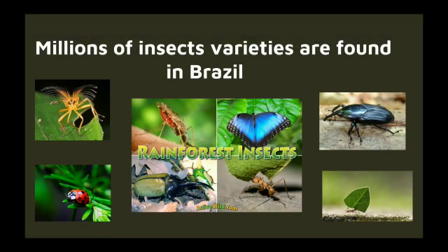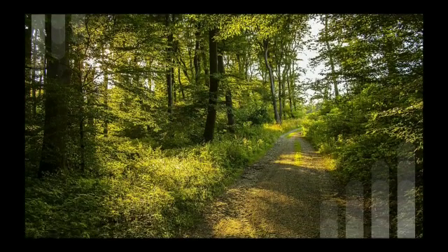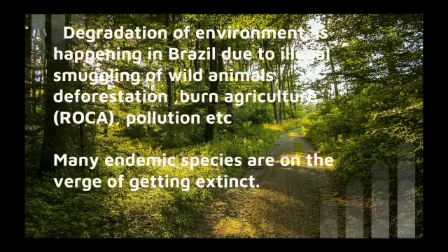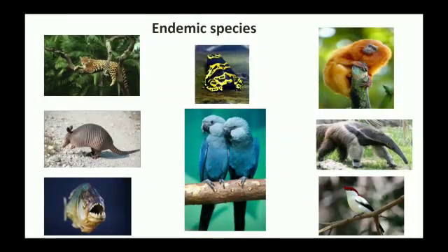Degradation. Degradation of environment is happening in Brazil due to illegal smuggling of wildlife, deforestation, that is cutting of the forest, burn agriculture, which is called roca, pollution, etc. Many endemic species are on the verge of getting extinct. What is this endemic species? They are those which are found in just one region and nowhere else in the world.